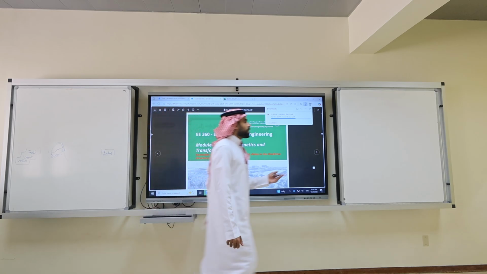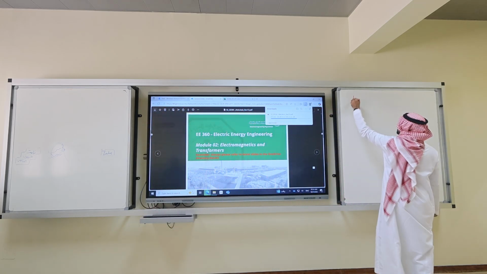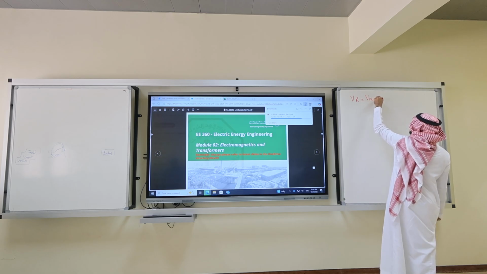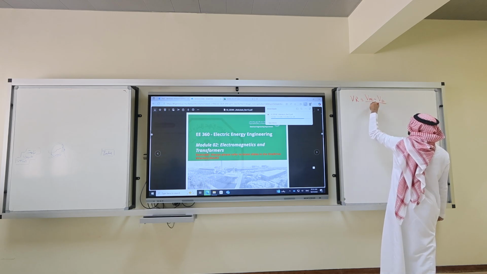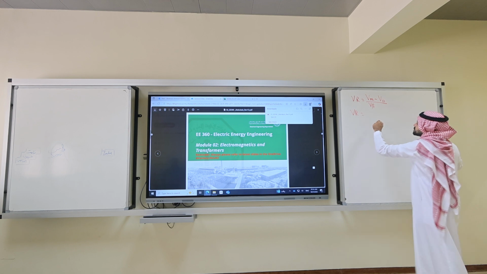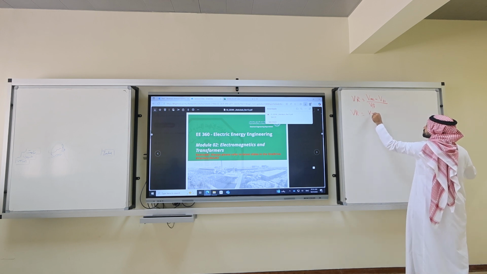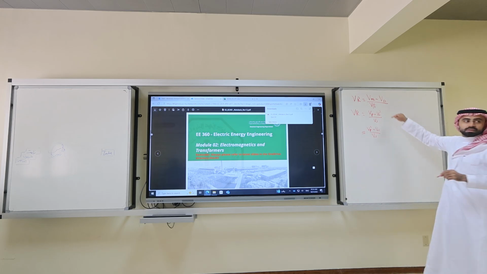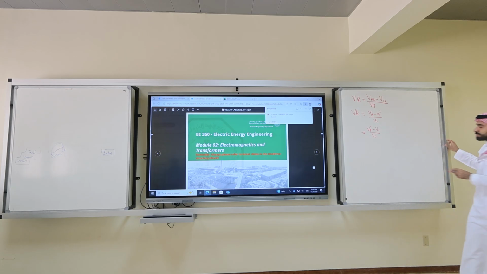So let's recall the equation. What is the voltage regulation equation? V no load minus V full load over V full load. It's up to you to multiply by 100 or not. If you want to use the notation, it was Vp minus Vs prime over Vs prime, right? Or it can be Vp prime minus Vs over Vs. You can use any of these equations.